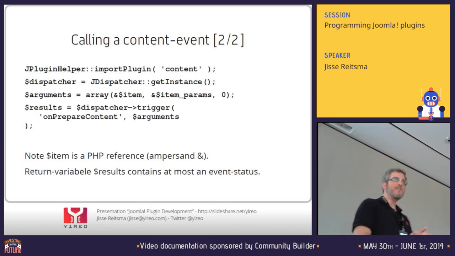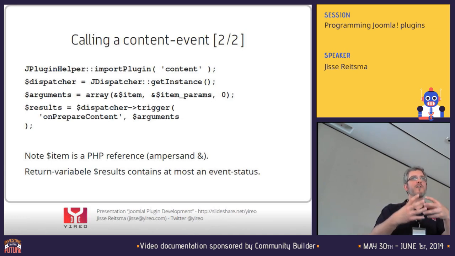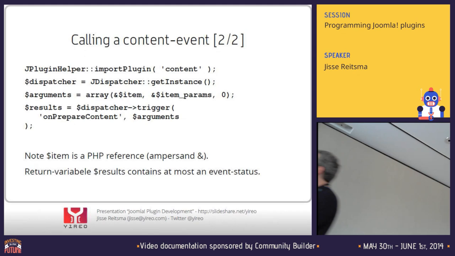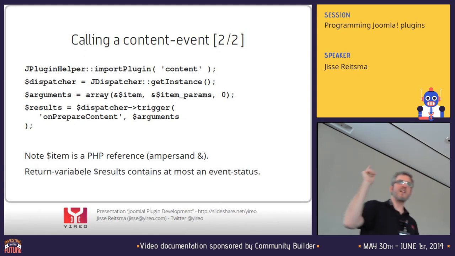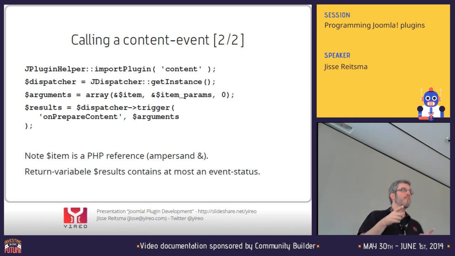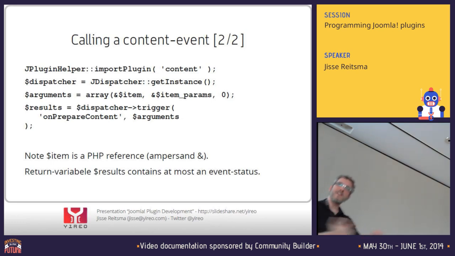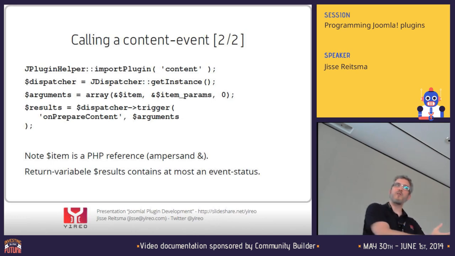Most specifically, it means if you have an item, and that item is an object from the database, and you put that item into the event called onPrepareContent, and actually that's another mistake, I have to update the slide set. Currently it's onContentPrepare. So what's happening is that this object is part of the arguments array, and this whole arguments array is being fed to this event called onPrepareContent.